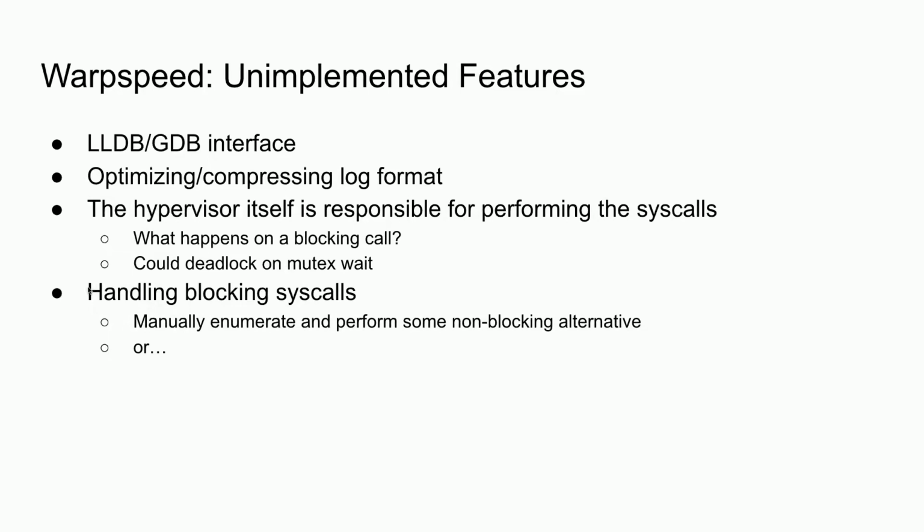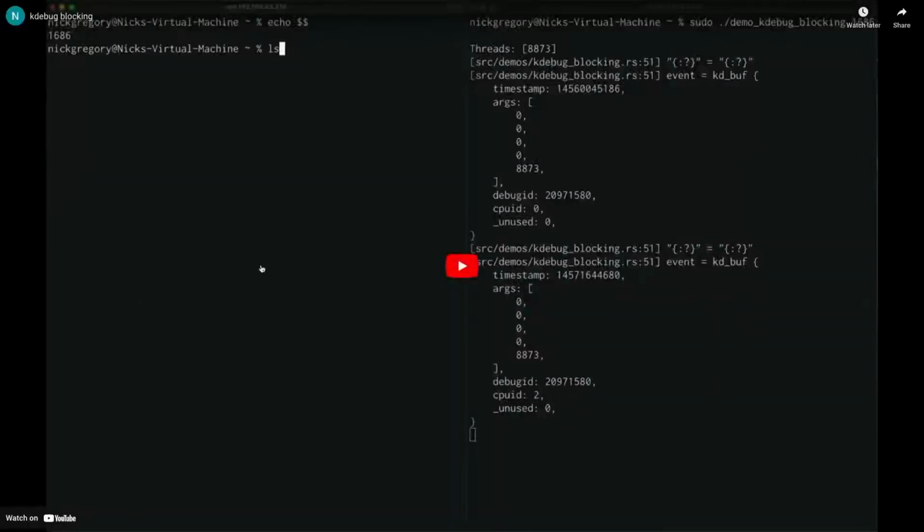So how do we detect which things are blocking? Well, we can either manually enumerate them and perform some non-blocking alternative, right? Most every blocking call has some way of doing a non-blocking call. Or we can actually use another nice little feature that the kernel does expose and does work. Does not panic your machine, mostly, we think.